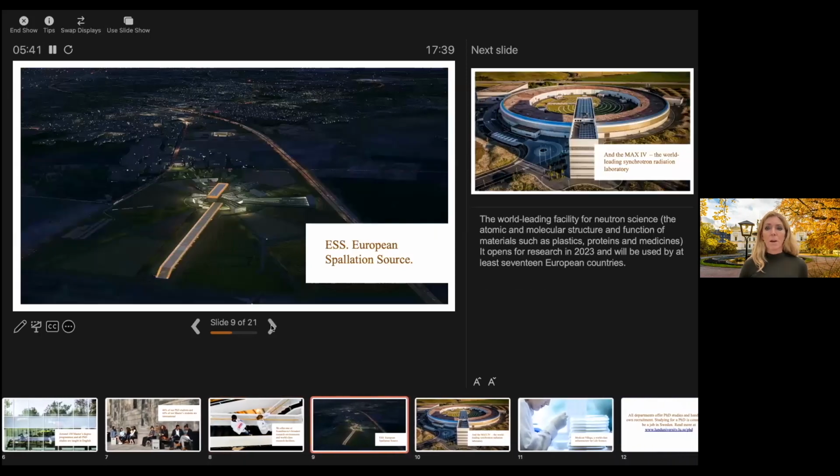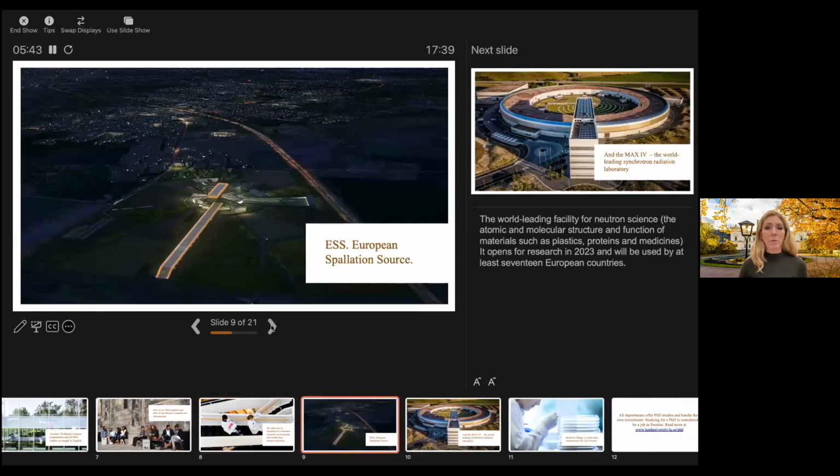Of some of the top research facilities that we have, one of them is ESS, which is opening fully next year, and it's called the European Spallation Source. And this is something that will be used by European countries. So it's not a local thing. It's not just for Lund University, but it is actually a European structure. And this will be the world-leading facility for neutron science. And they will be working a lot on materials and medicines as well.